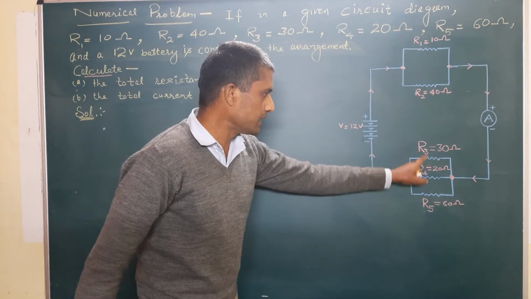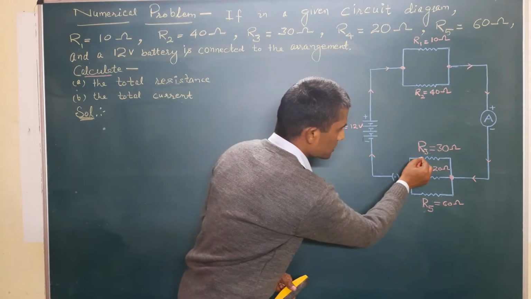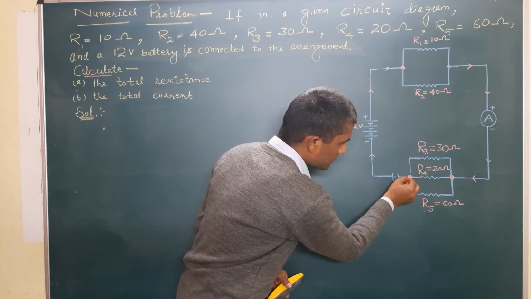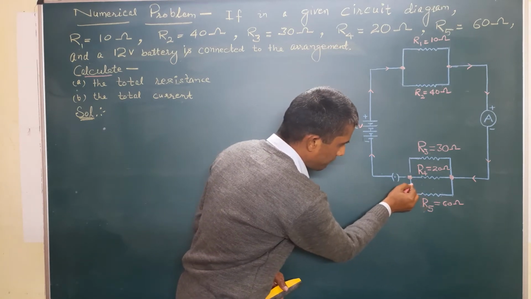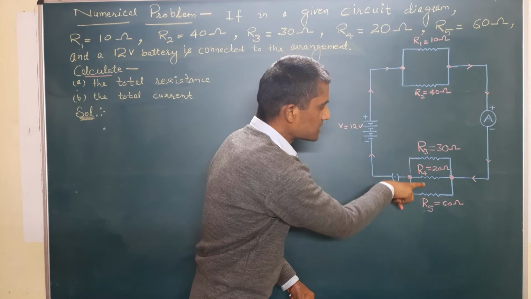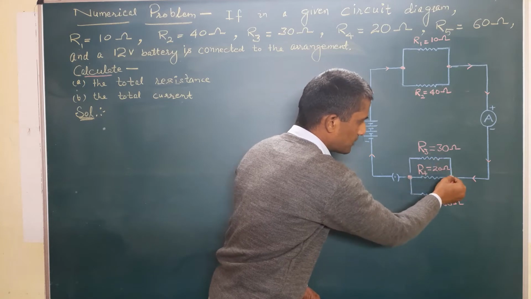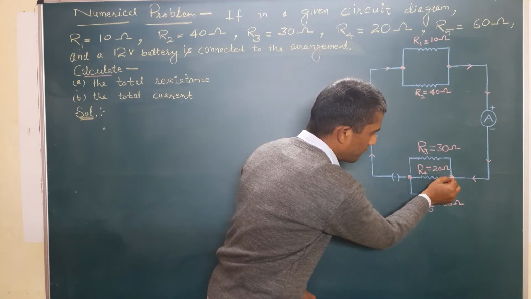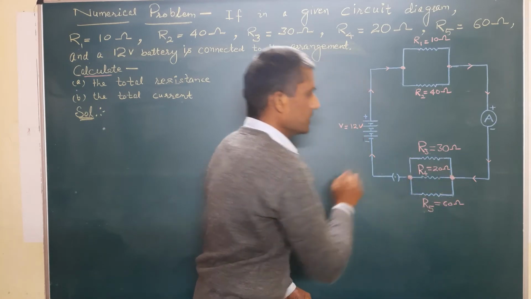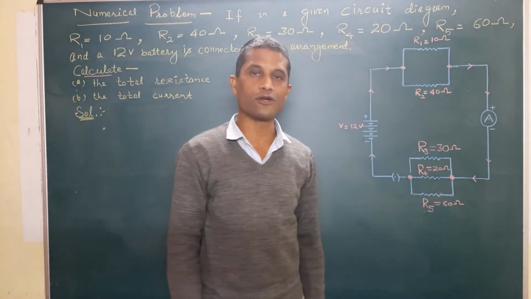Over here, R3, R4, R5 are also in parallel combination. Why? Because here it goes, one end of R3 is put up here, one end of R4 is put up here, and one end of R5 is put up here. So one common point is created for one end of these three resistors, and the other end of R3, the other end of R4, and the other end of R5 are connected over here. So there is another common point being created. By definition, these three resistors are going to be in parallel.